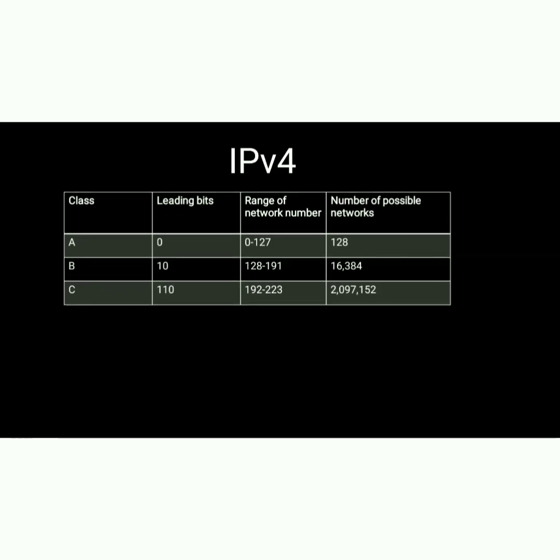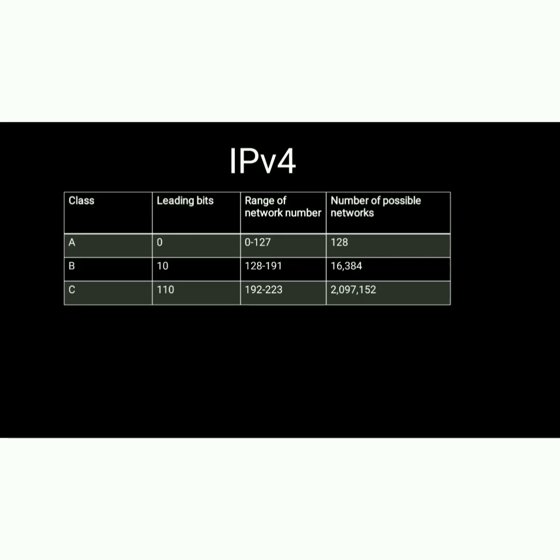In IPv4, there are 5 classes of IP addresses: Class A, Class B, Class C, Class D, and Class E. In Class A, the first byte is the network ID and the last 3 bytes are for the host ID. The first bit is 0. Range of the network number is 0 to 127. Number of possible networks is 128. Class A is used for large networks.